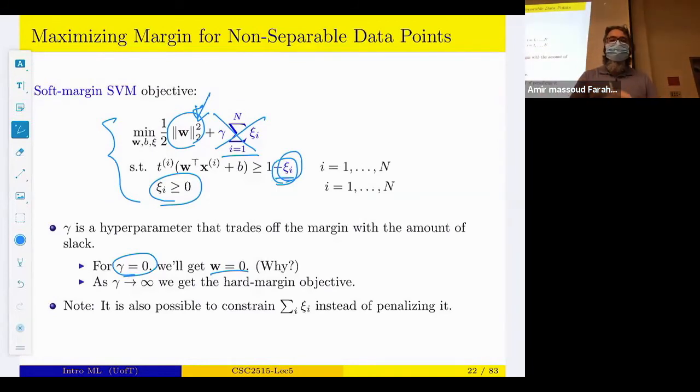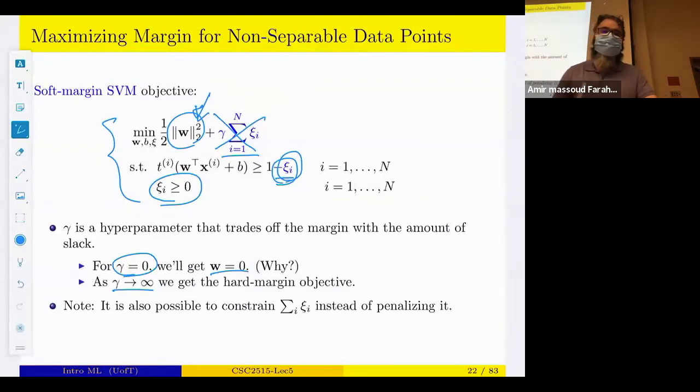That would be our solution. But on the other hand, if we make gamma large enough, the cost of choosing slack variables in our objective becomes large. So we are basically trying to find W's that satisfy the inequalities.